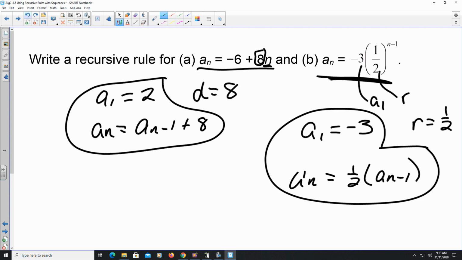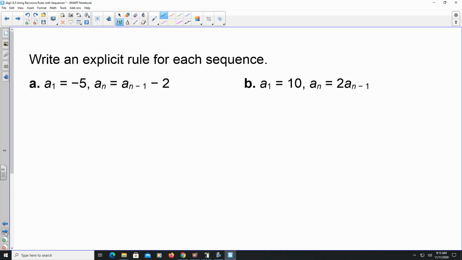So that whole part is the answer. So again, here, now they want you to write an explicit rule for each sequence. But what they give us is a recursive rule. But they tell us what a sub 1 is in both examples. In this case, a sub 1 is negative 5.